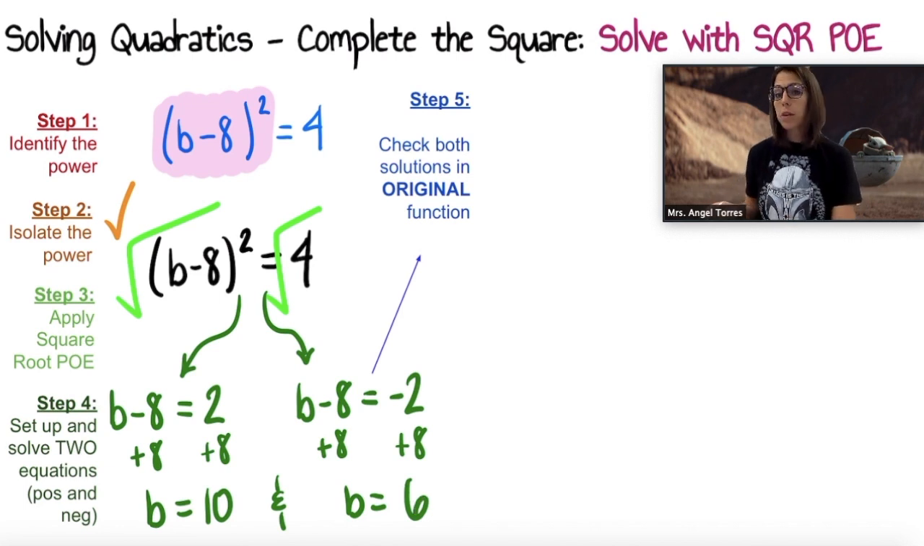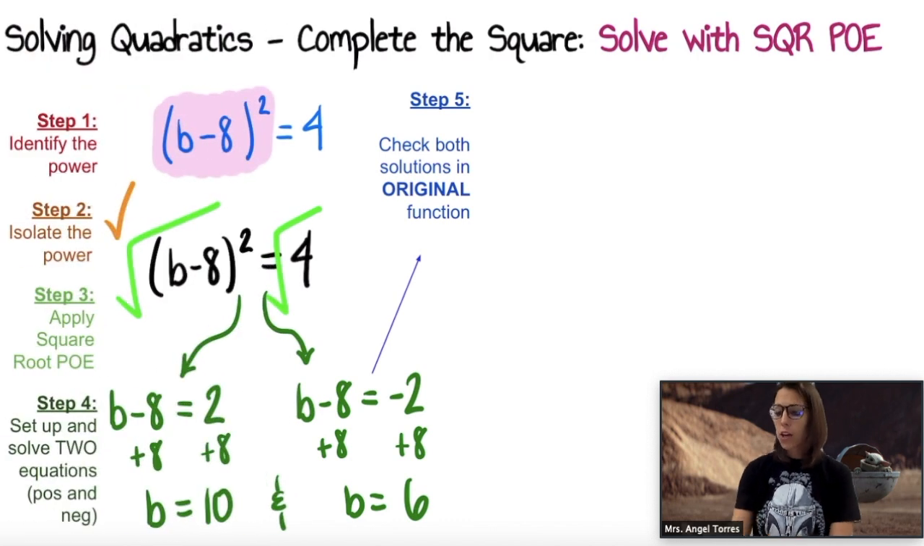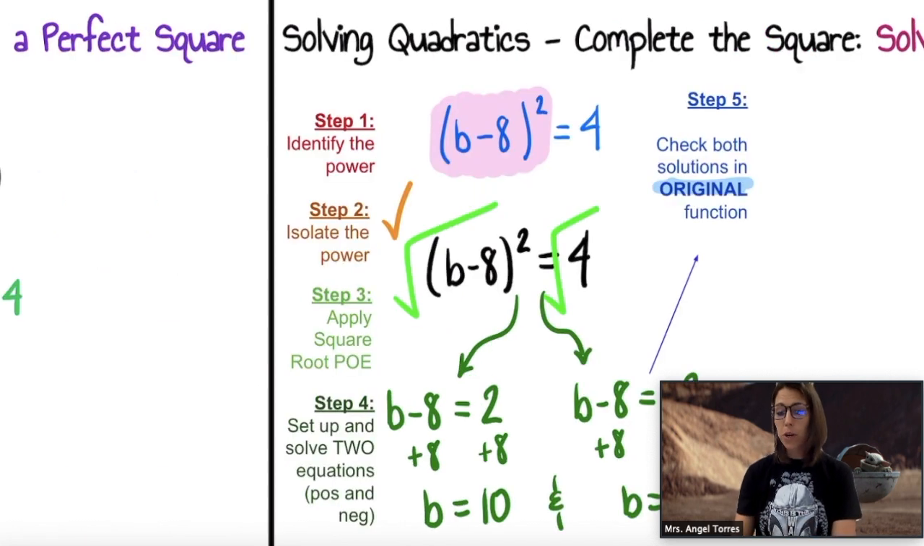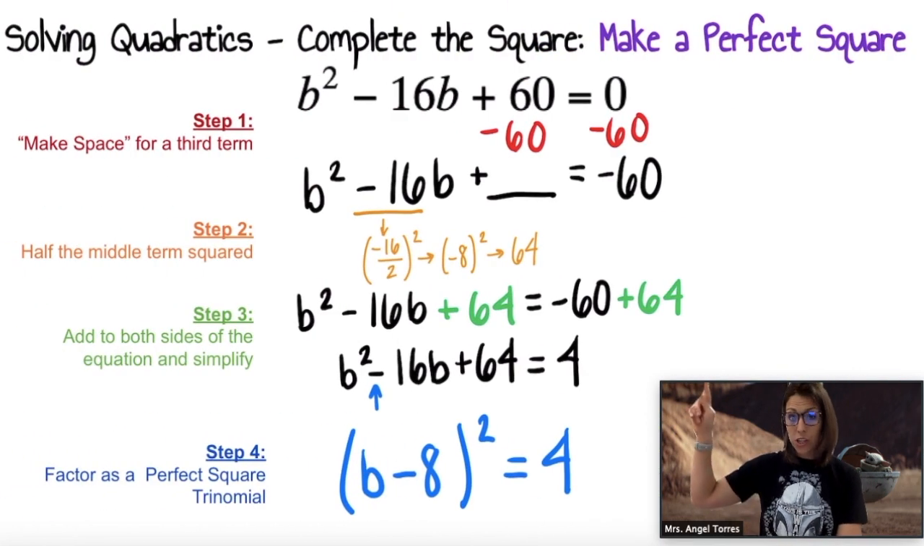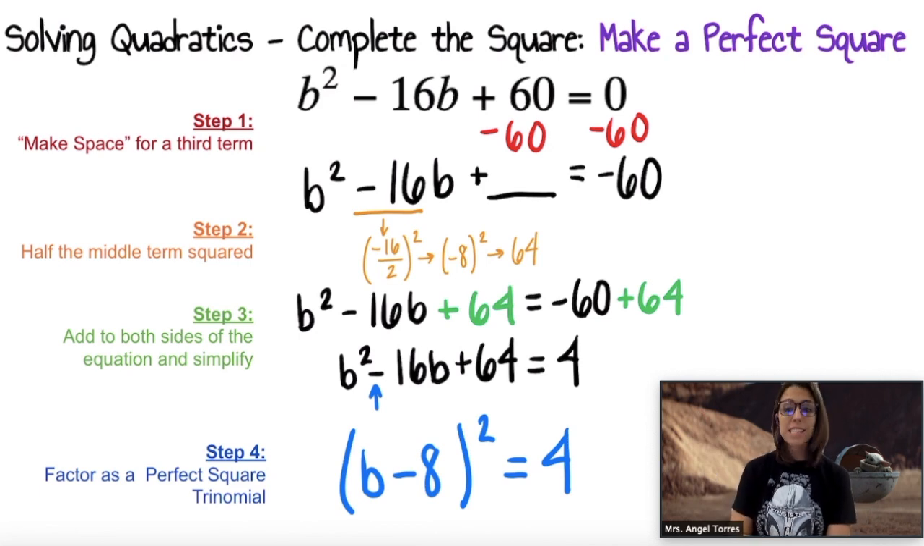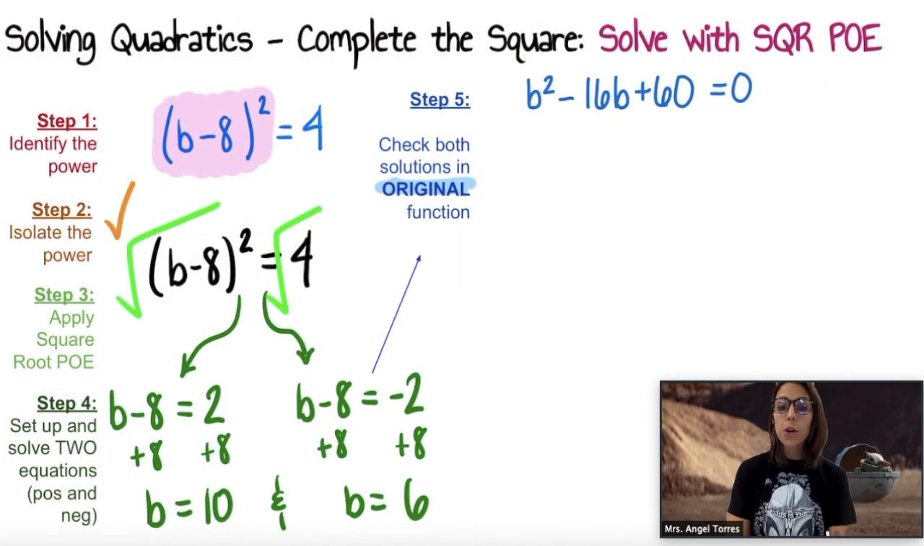Now, there's only one way to be sure, and that's with a full check. When we do check, notice how it says that we need to check in the original function. If you recall, we weren't given this function to solve. We were given this function to solve. So that's the function where we need to plug in and check, the standard form function. So let's go ahead and check both of our solutions.